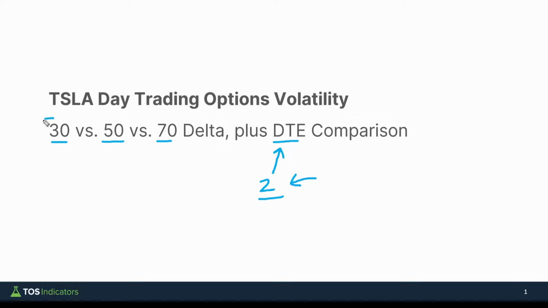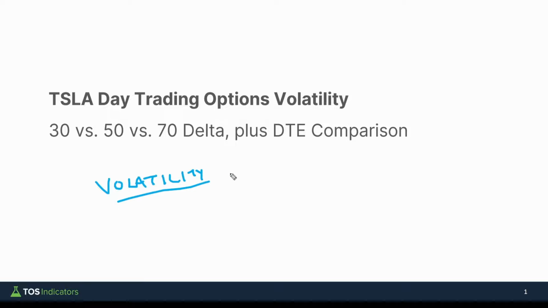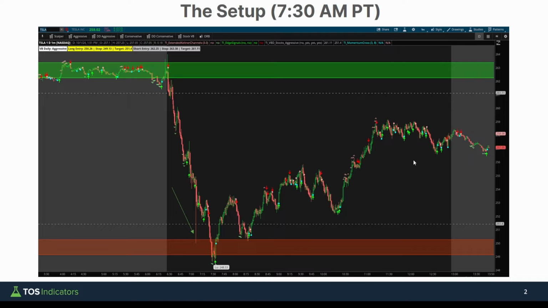When we go through this exercise, I think you'll find that there's a few patterns that these options tend to follow. And in particular, if you're looking to take advantage of volatility setups, there's one strike and expiration which stands out. Now to get started, let's first talk about the setup.